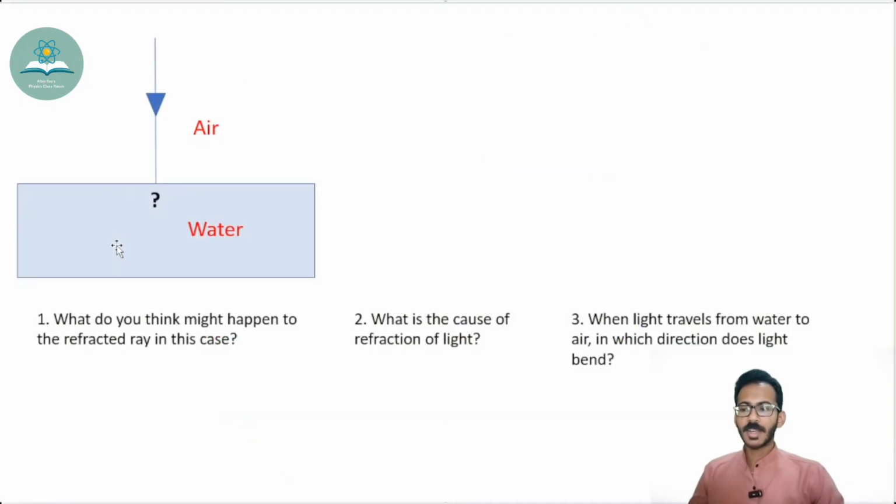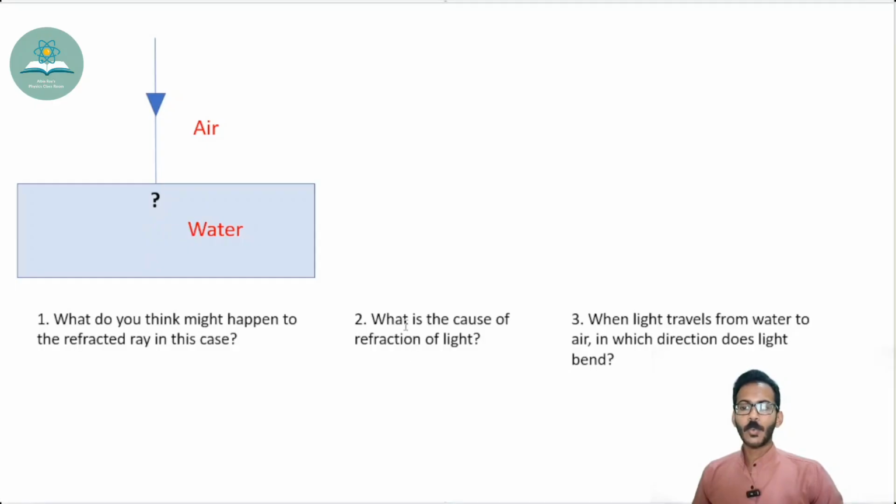Before winding up, let's try to answer some of the questions. Here, a ray of light is coming from air and it is entering water. How will this ray move? Just keep in mind that this ray is coming through the normal. So what will happen to this ray when it comes and touches the surface of water? Please comment the answer below.